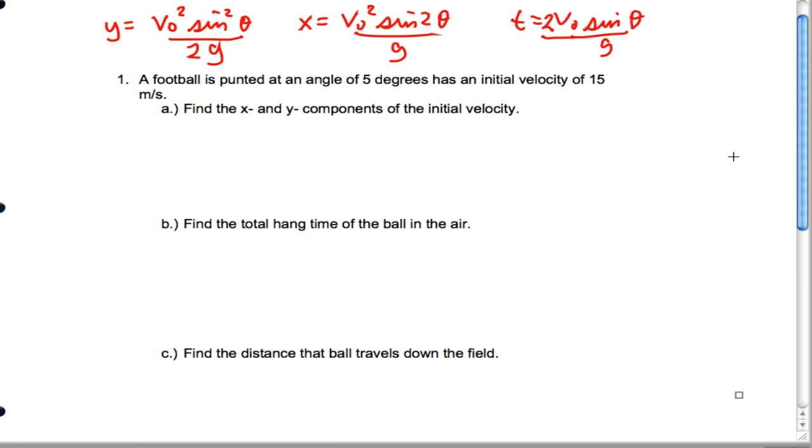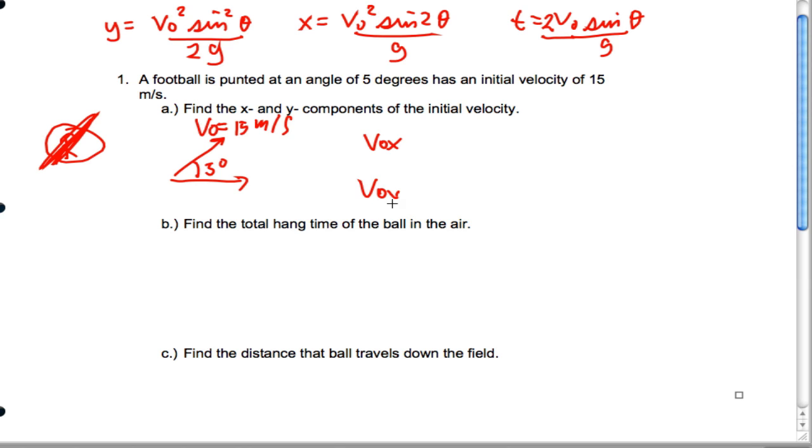So let's take a look at this problem now. We want to find the x and y components of the velocity. We have a speed of 15 meters per second and an angle of 5 degrees. Since we're talking about initial velocity, I know you're very tempted to use r as your letter. Don't use r. Use v naught x and v naught y to distinguish these things.